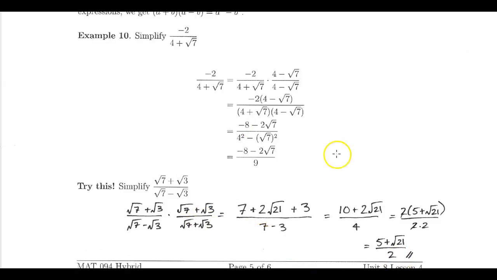Okay, so in this lesson, we multiplied and divided radical expressions and rationalized denominators. And so we know how to simplify expressions if we're finding products or quotients.